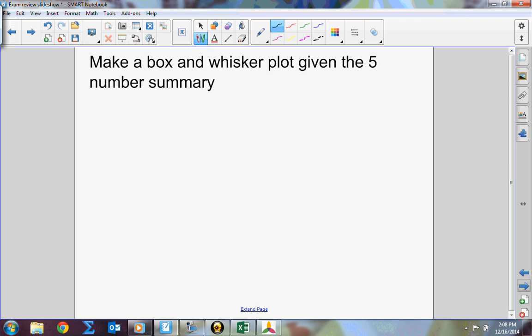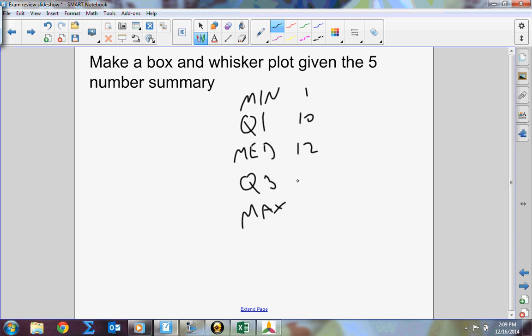Make a box and whisker plot given the 5-number summary. So you get the 5-number summary: you get the min, you get the max, you get Q1, you get Q3, and you get the median. So let's say the min is 1 and Q1 is at 10 and the median is 12 and Q3 is at, what sounds good, 15, and let's have a max of 24. All right. You can test for outliers using the IQR.